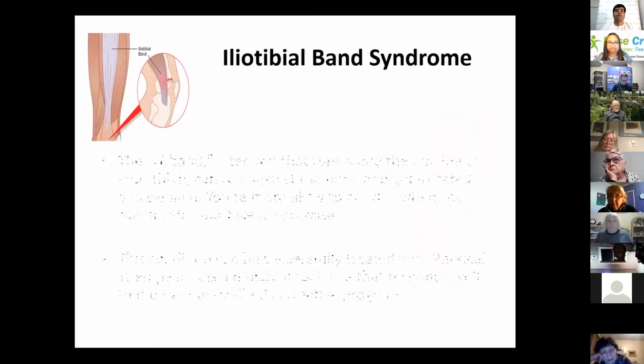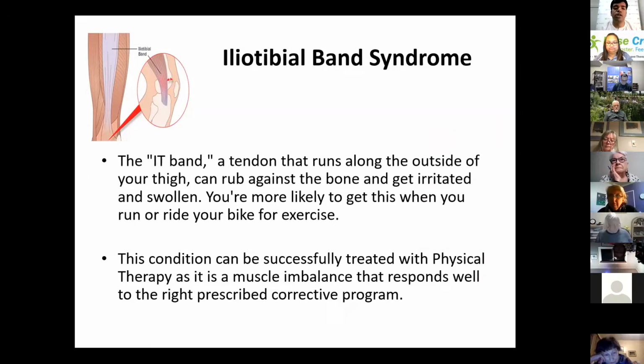Next, a common tendon problem is the IT band. The IT band is the band that stays on the side of the thigh, on the outside of the thigh. At the top there is a muscle called tensor fasciae lata, and it continues down as the IT band. It connects to the leg bone as shown in the picture here.